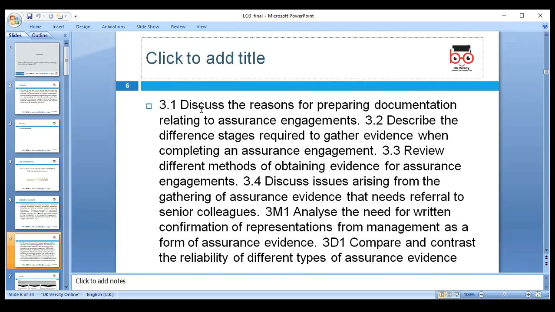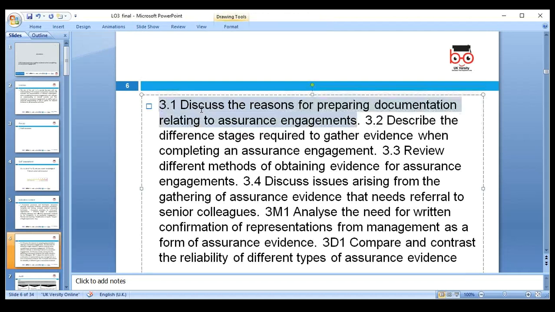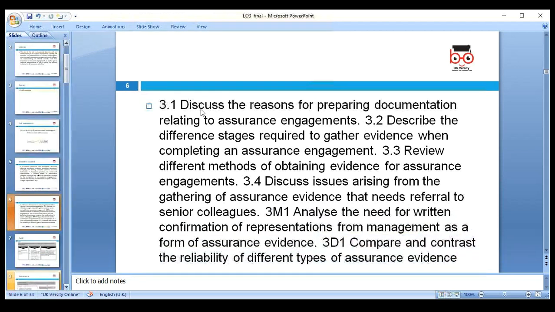So today we have the indicative content, and then we have the assessment criteria: discuss the reasons for preparing a relevant assurance engagement, describe assurance evidence and review different methods, then discuss gathering assurance evidence. For merit, analyze, compare and contrast. So that's all about assurance.